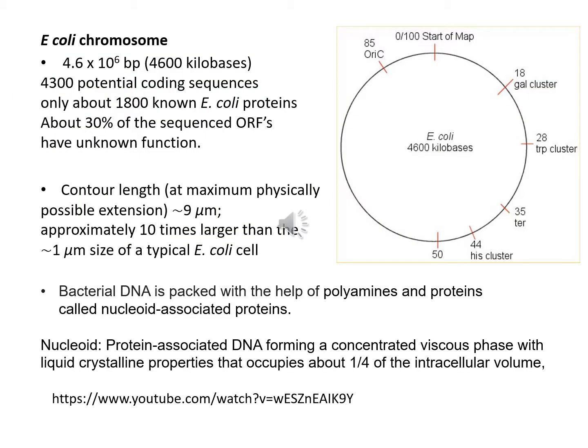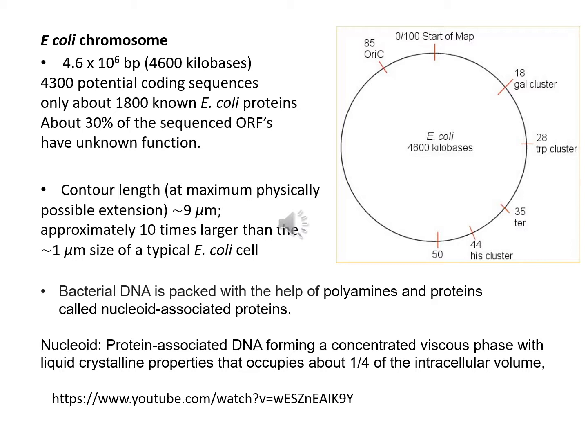To get an idea about the bacterial genome, let's look at the genome of Escherichia coli, E. coli. The E. coli chromosome is around 4,600 kilobases and around 4,300 protein coding genes were predicted in the E. coli chromosome. Out of these, the function is known for 1,800 genes.